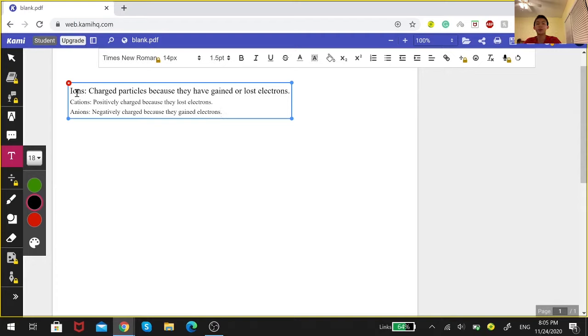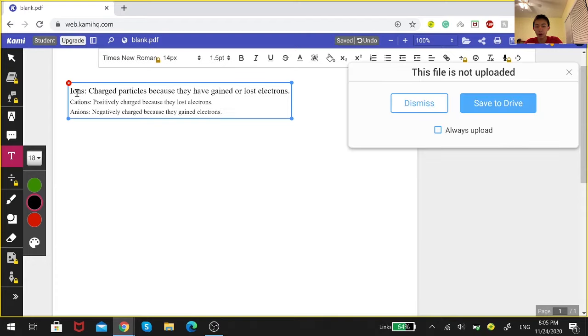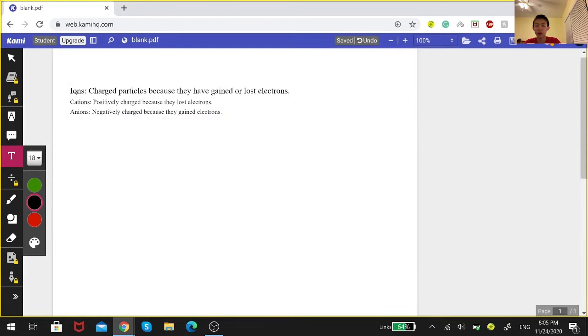Now, if you think about it, electrons are negative. If you lose something negative, that makes you more positive, which is why losing electrons makes something positively charged. And when you gain electrons, that makes something less positively charged.